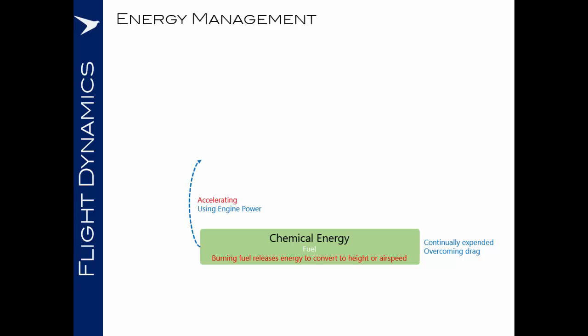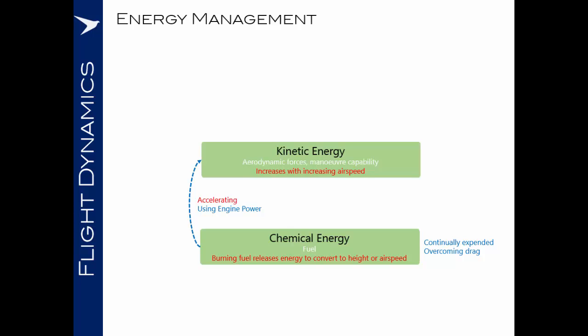We can accelerate using this engine power, burning this chemical energy, and convert it into kinetic energy, the energy due to the movement of the aeroplane. This enables us to have aerodynamic forces on the aeroplane, which gives us a maneuver capability. The kinetic energy increases with increasing airspeed.